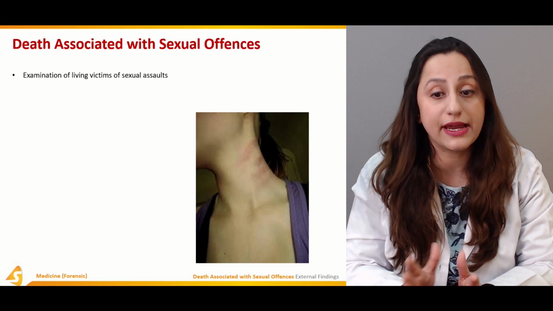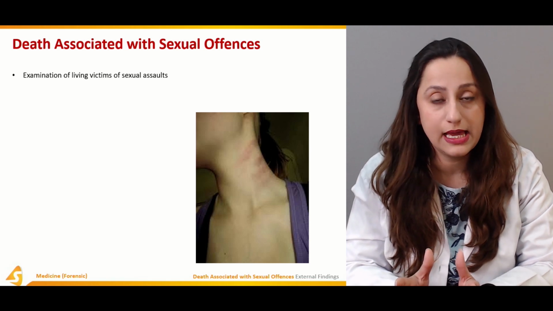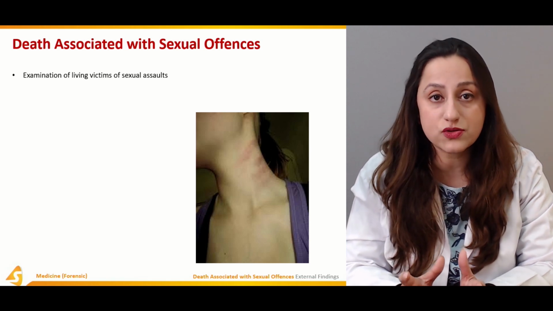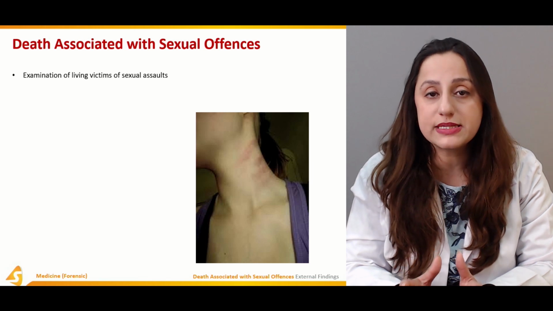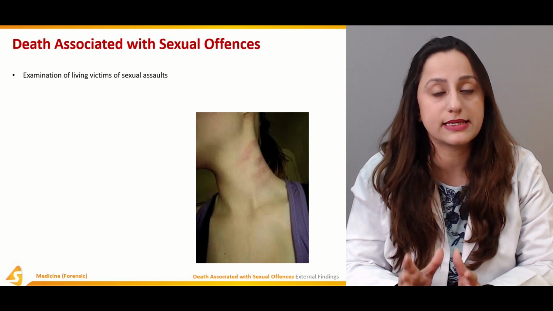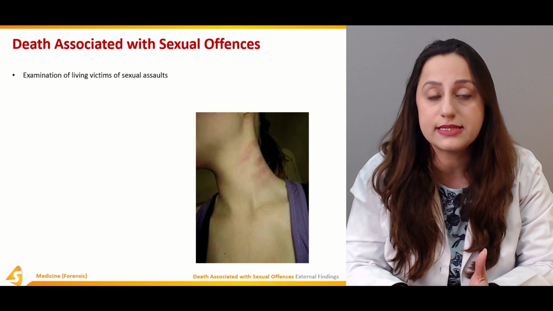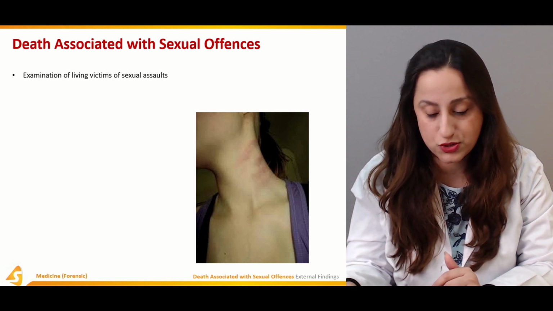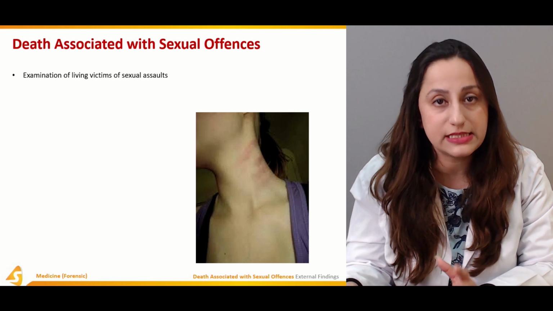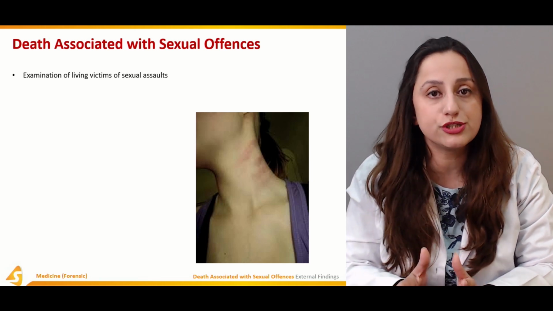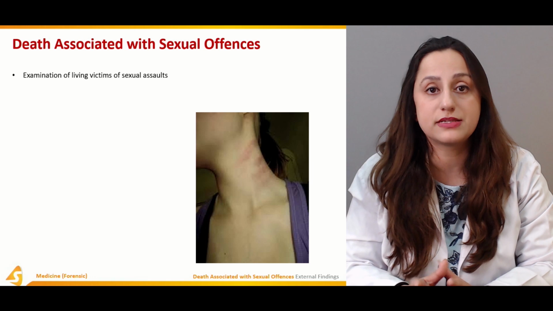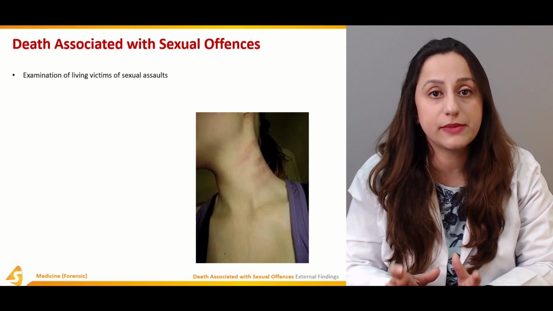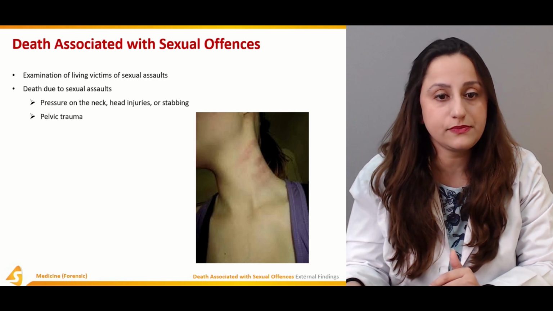Even in this diagram, you can see the pressure marks. It can be the hand marks of the assailant, and we have to observe these marks in detail. These can be bruises, abrasions, and even lacerations of some sort. So they have to be documented in detail. Obviously, the documentation includes their location and their severity. We have to comment on both of them.